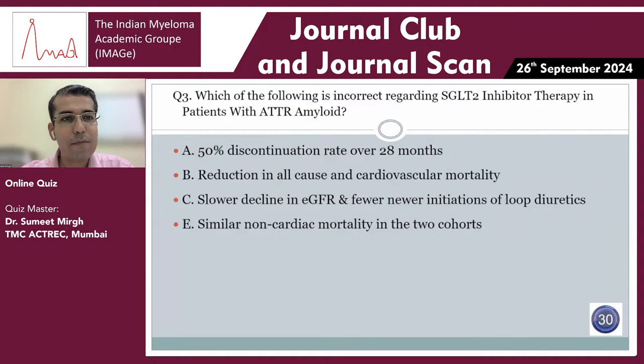Moving on to the next question. This is for the journal scan article which Dr. Valish had presented. Which of the following is incorrect regarding SGLT2 inhibitor therapy in patients with ATTR amyloid? A. 50% discontinuation rate over 28 months. B. Reduction in all-cause and cardiovascular mortality. C. Slower decline in GFR and fewer new initiations of loop diuretics. Or D. Similar non-cardiac mortality in 2 cohorts. The last option is D and not E.